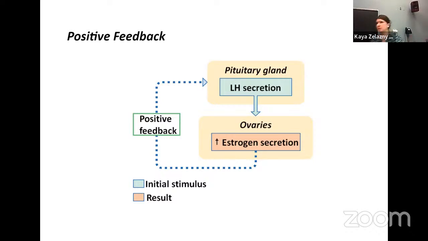Positive feedback loops will appear multiple times when we get to reproductive, which will be at the end of A and B2. So most of the things we're going to talk about for the first part of the course are going to be negative feedback loops, but don't forget that positive feedback loops are possible, do exist, and will be important for certain processes.